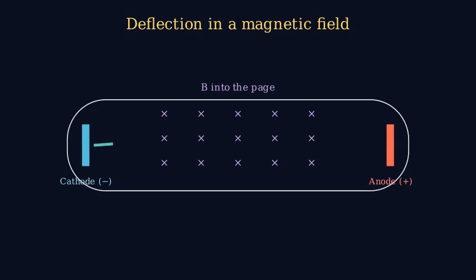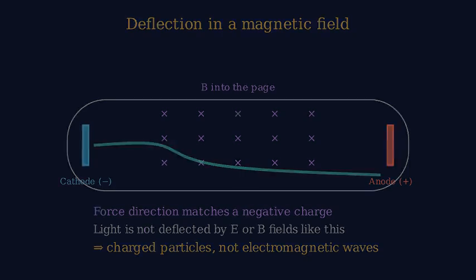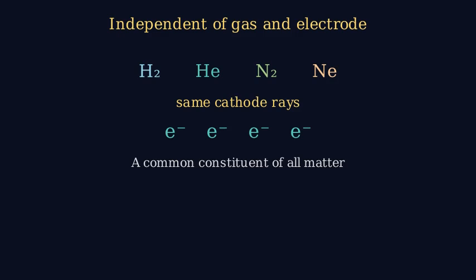A magnetic field also deflects the beam. The direction matches the force on a negative charge. Light is not deflected by electric or magnetic fields in this way, so cathode rays cannot be electromagnetic waves. They are charged particles.